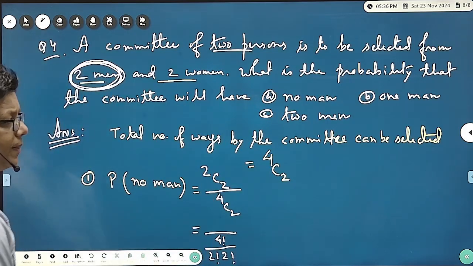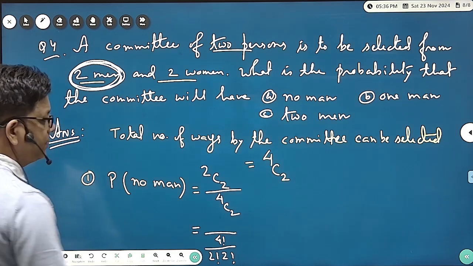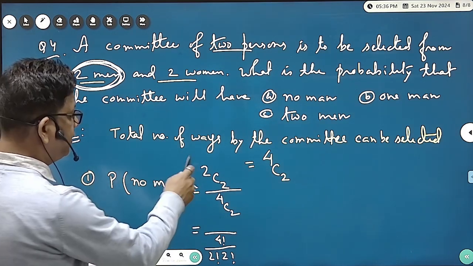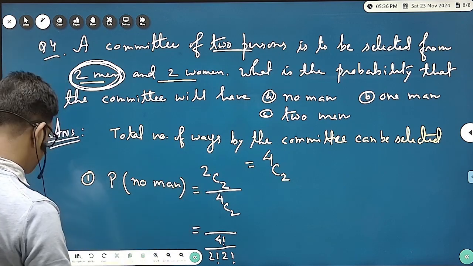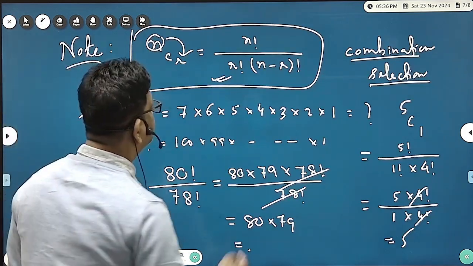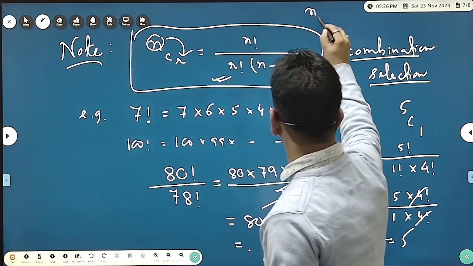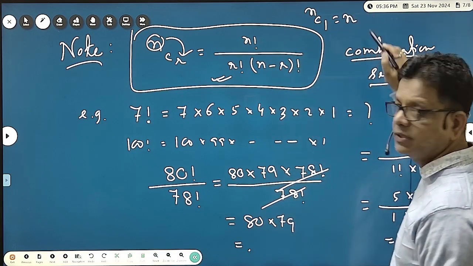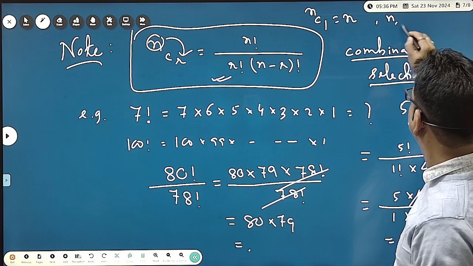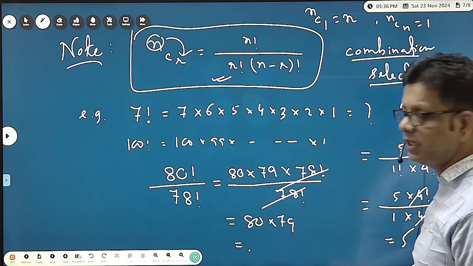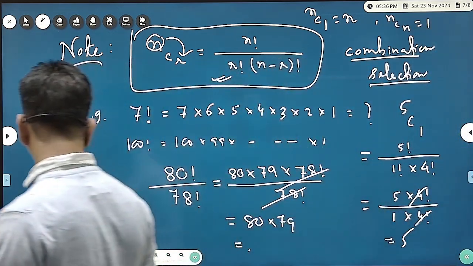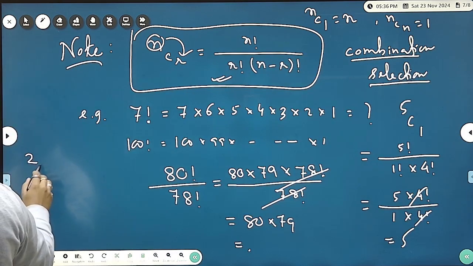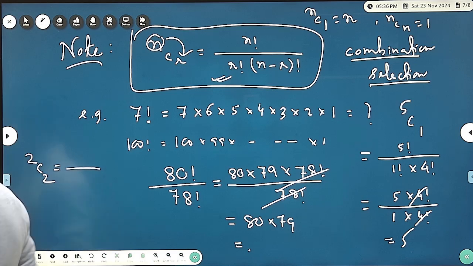Numerator, any idea? This is always 1. When the numbers are the same, this is always 1. I could have given a formula also. So for NC1, we have a shortcut formula. NC1 is always n, and NCN is always 1. You can check it. I am checking it to clarify your doubts. If it is 2C2, let us find it. If it is 2C2, n is how much? 2. R is also 2.